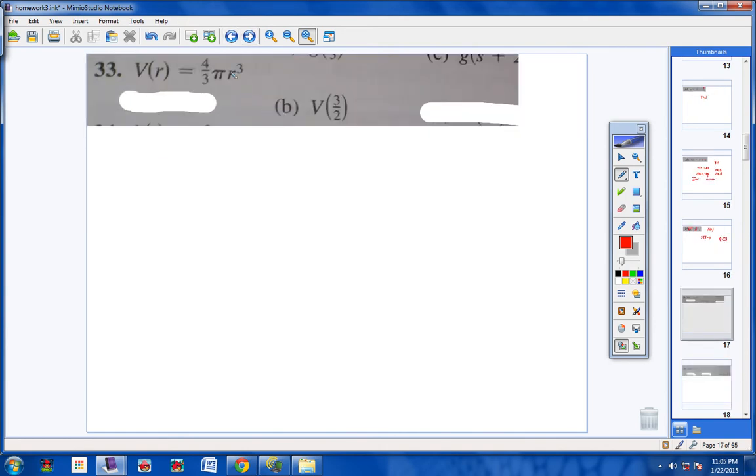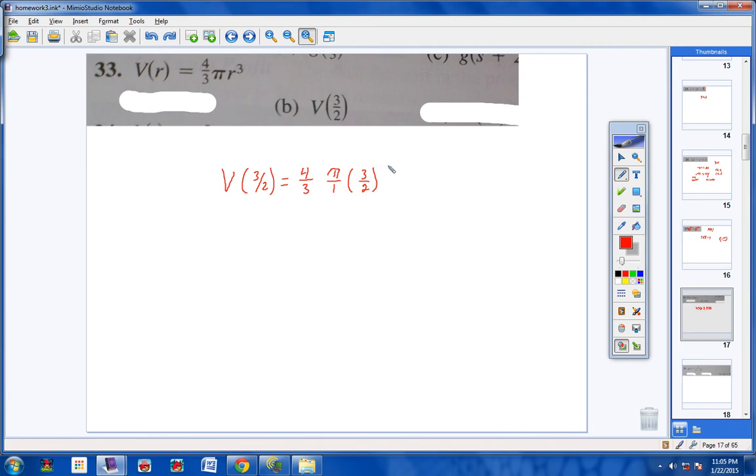33b, we're going to evaluate V of r at V of 3 halves. So here we go. V of r, I'm going to put 3 halves. So V of 3 halves equals, now everywhere there's an r, I'm going to put 3 halves. So 4 thirds times pi, I'm going to put pi over 1, times 3 halves. Here's my r. I put 3 halves. Okay?